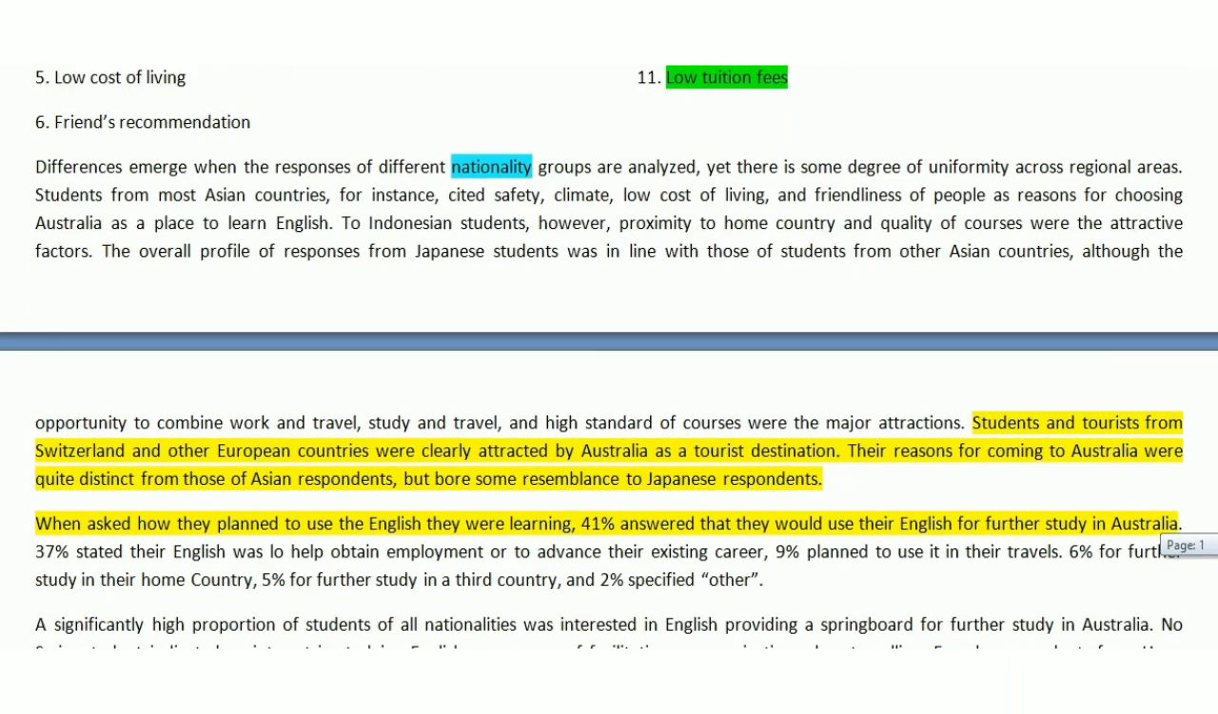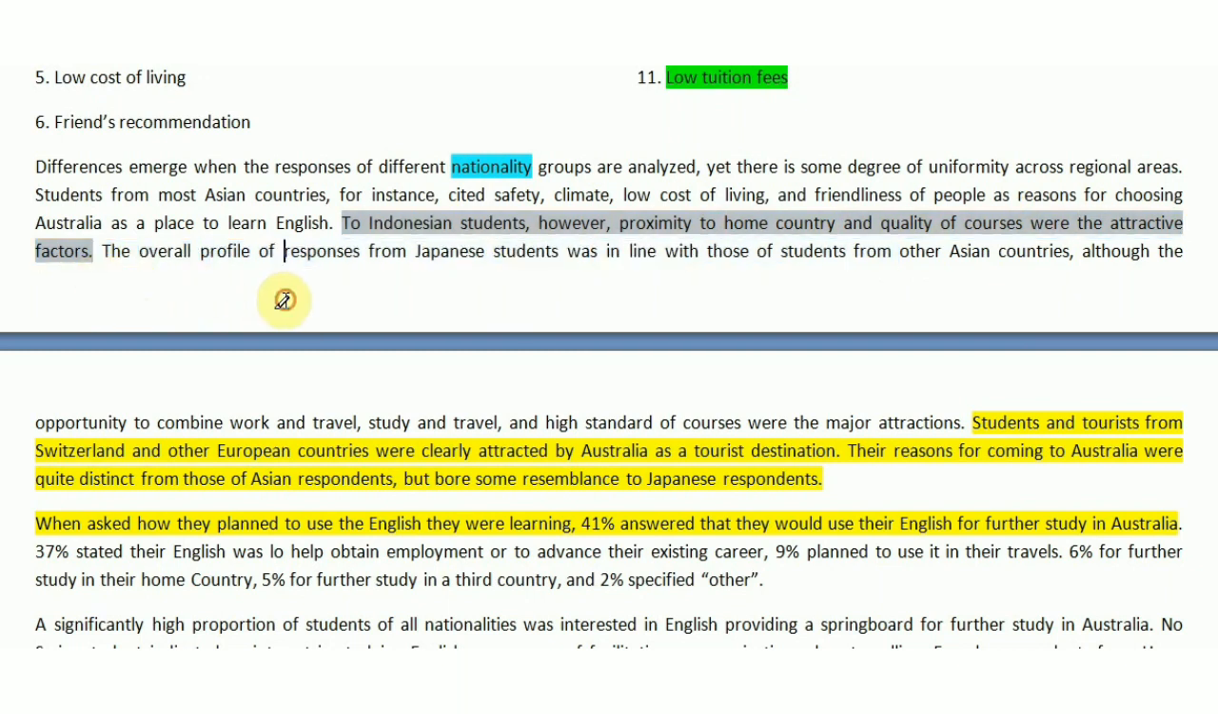On the basis of country, it was written in this paragraph. Okay, Indonesian students, yes, here it is. To Indonesian students, however, proximity to home country. Proximity means nearness. So from Indonesia, Australia is close. They are very close to each other, near to each other. So this is one reason. And the second reason is quality of courses. So the courses available in Australia have a high quality.